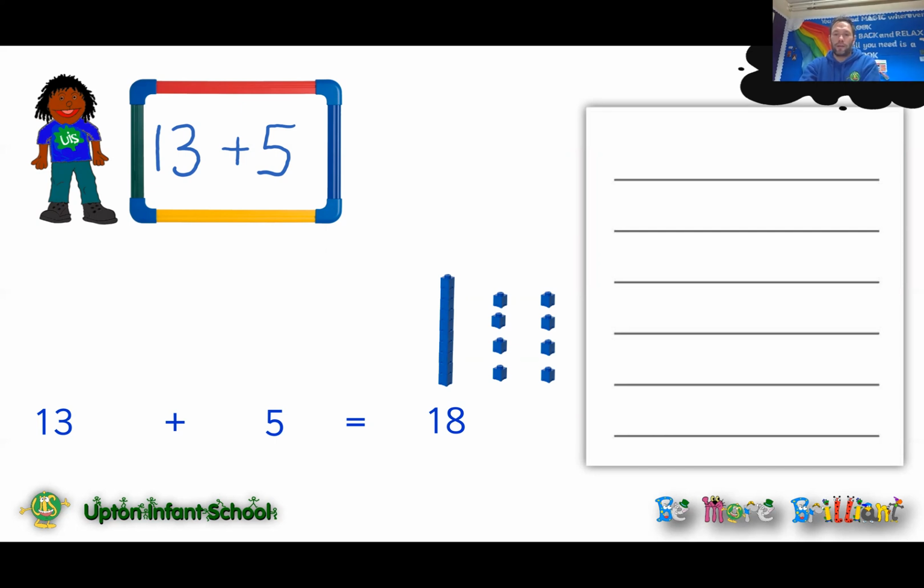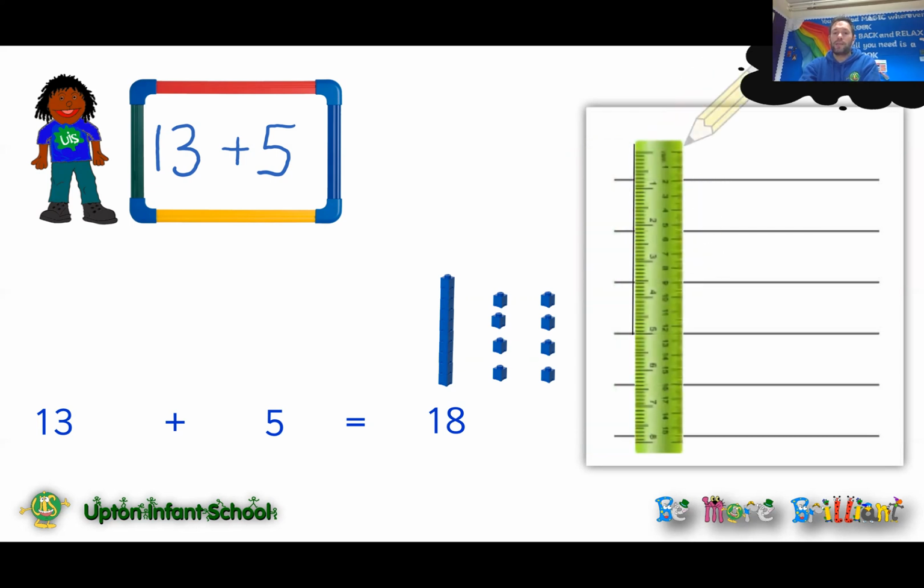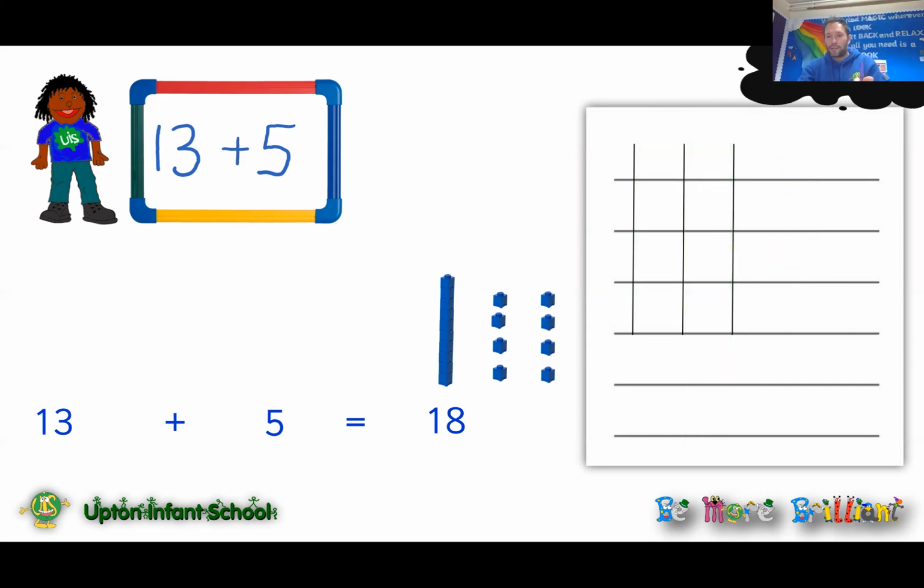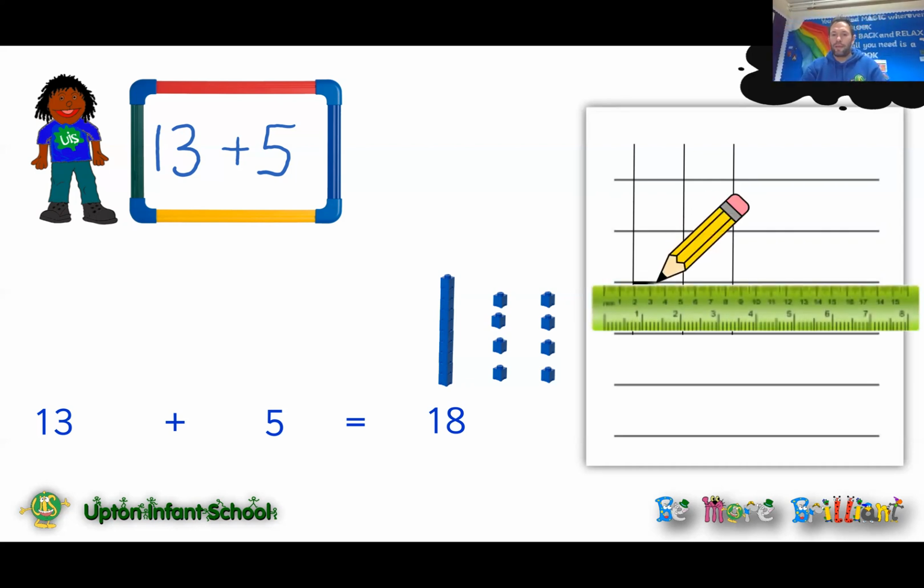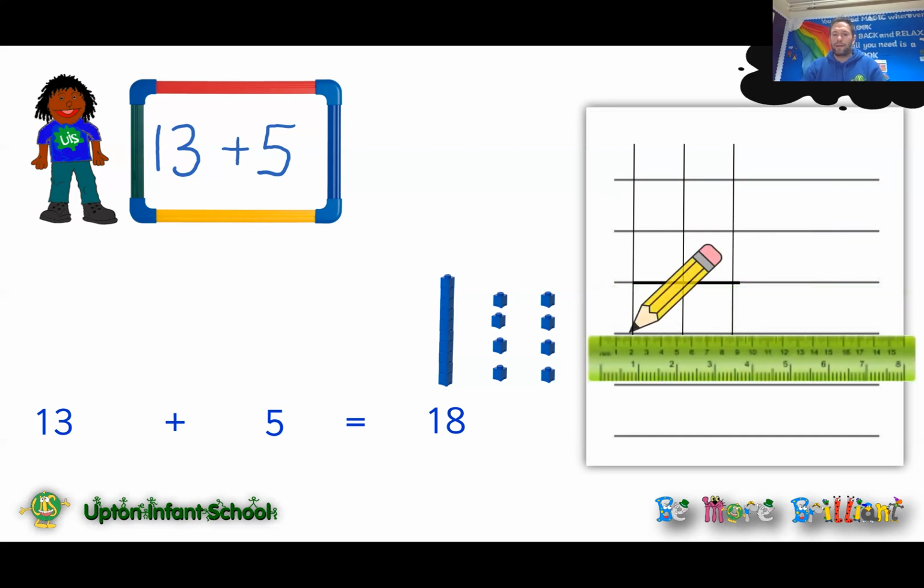So we're going to need our ruler, and I'm going to draw one line down to make my first column. Then I need to do another line down for my second column, another line, and I have created now a tens column and a ones column. I also need to put two lines across like that. That's an equal sign, isn't it? So I need to put my two lines to make an equal sign. One like that, and one like that.